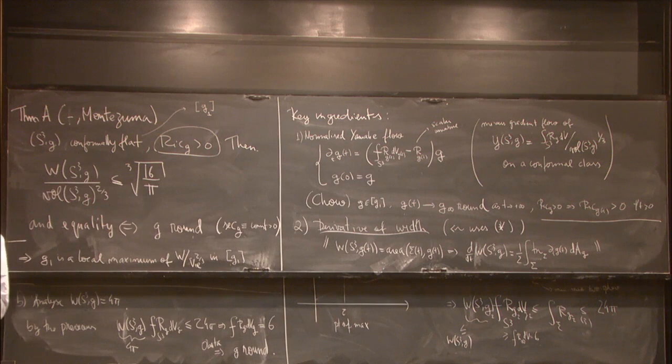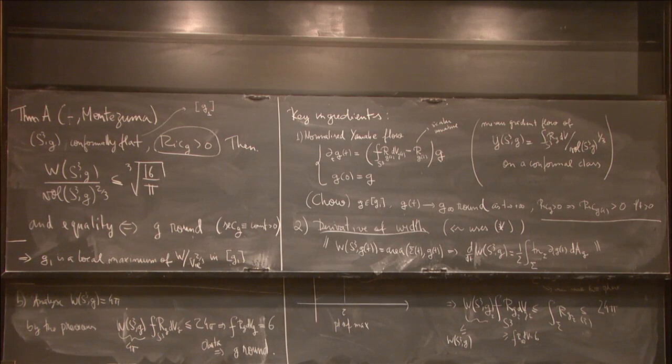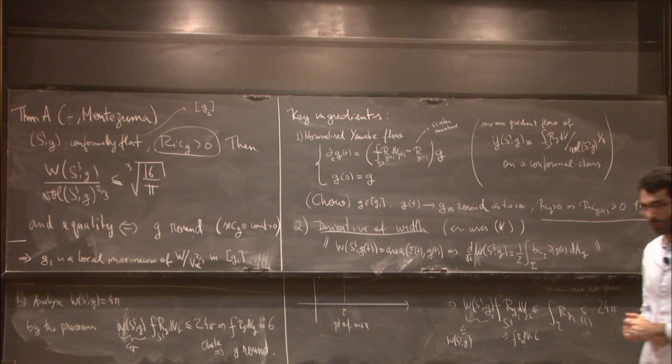Do you agree with this statement? If I have a local maximum and I perturb this a bit, I should also expect to see a local maximum. So this begs the question: it seems that there are lots of conformal classes where we can find local maxima of the normalized width. How do they look like? Okay, and this is the question I want to address now.